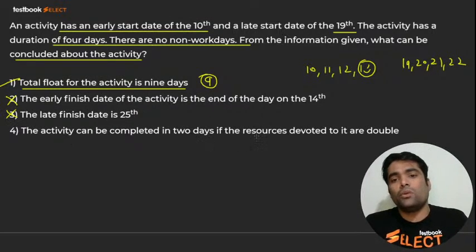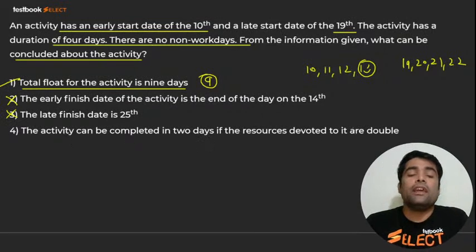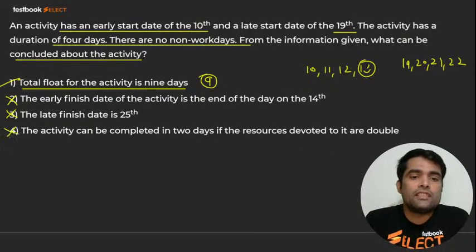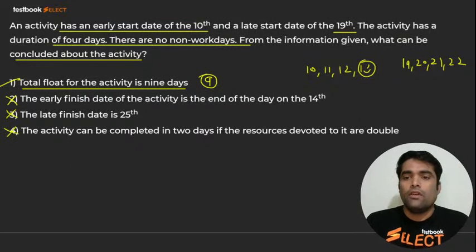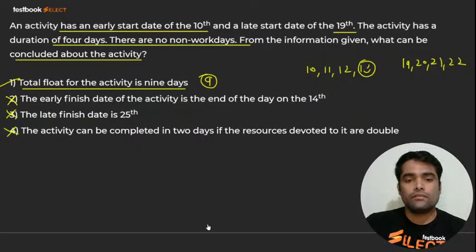The activity can be completed in 2 days if the resources devoted are doubled. Data is insufficient. Insufficient, the fourth one. I hope you got it, beta. Number one is correct. I repeat, number one is correct. Total float will be 9 days.